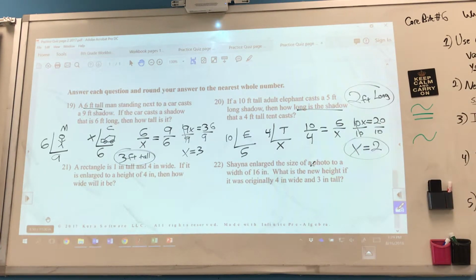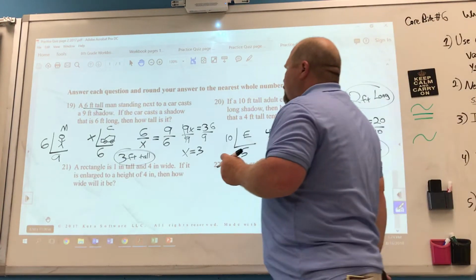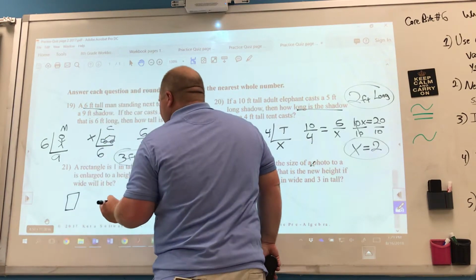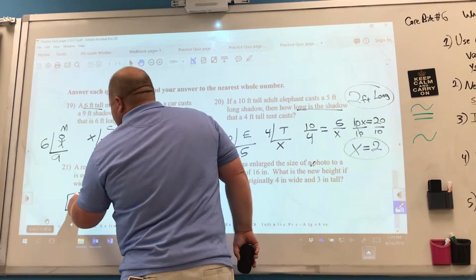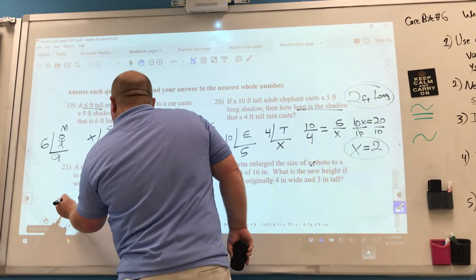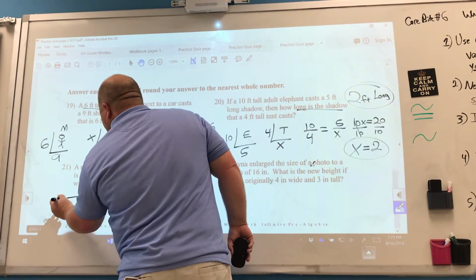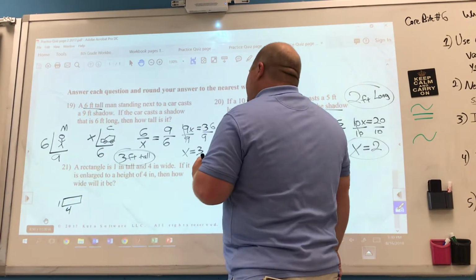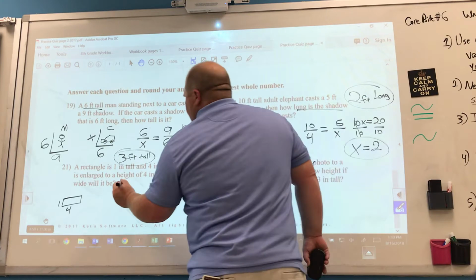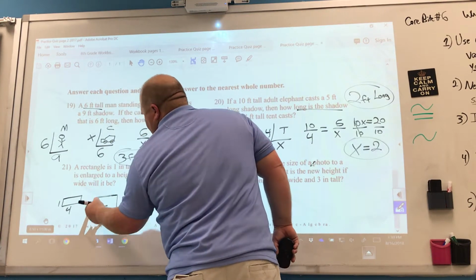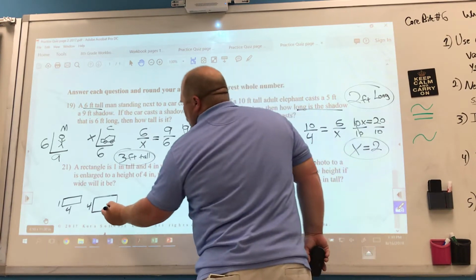Alright. Number 21. A rectangle is 1 inch tall and 4 inches wide. This is a very simple shape. I think I'll just draw a rectangle for this. 1 inch tall and 4 inches wide. Oh, I'm going to change that up so that the picture matches the situation. 1 inch tall, 4 inches wide. 1 and 4. If it is enlarged to a height of 4 inches, then how wide will it be?